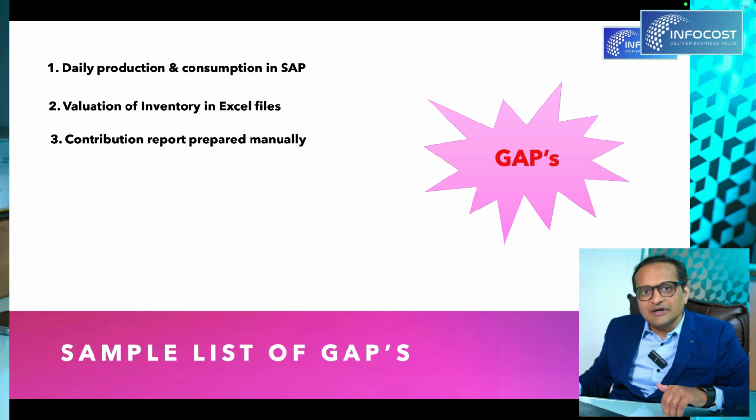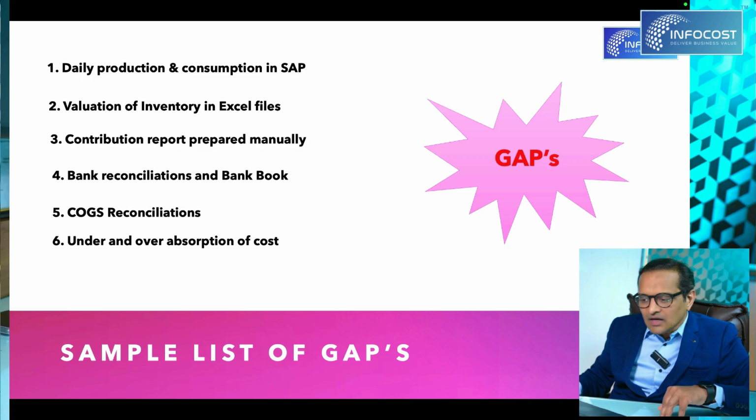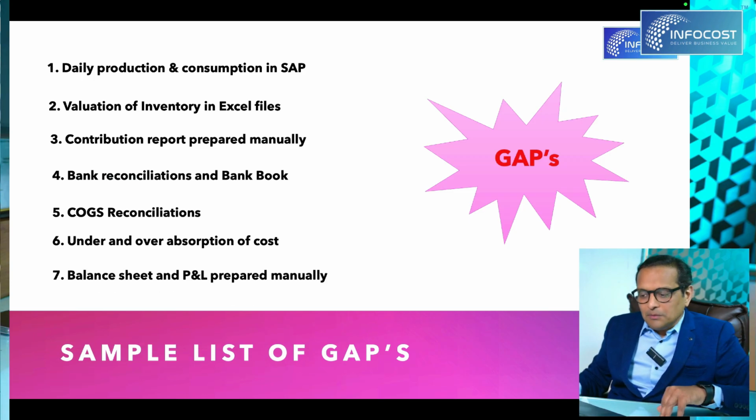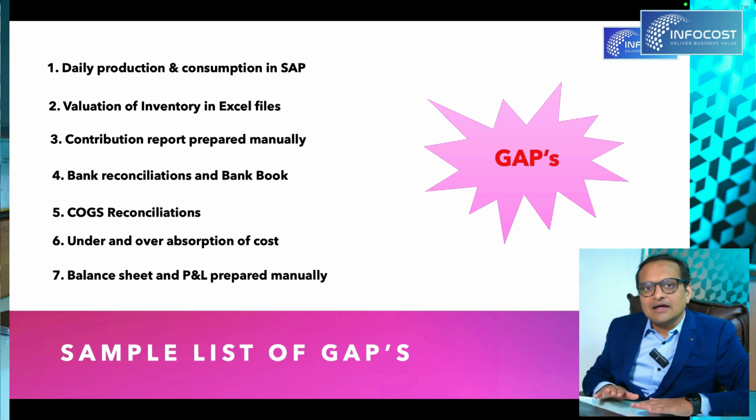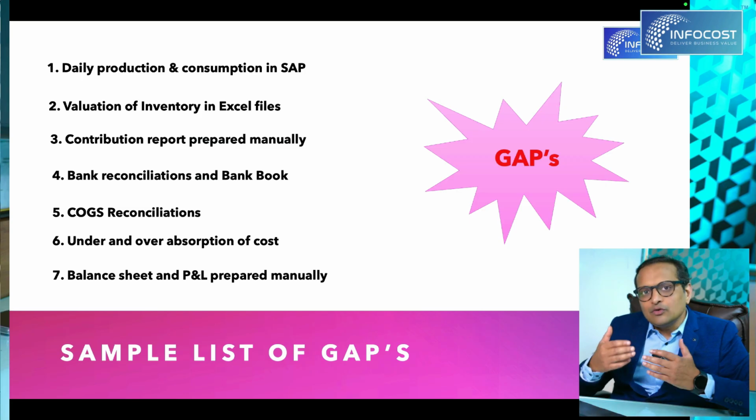What is the problem statement? What are the recommendations? Bank reconciliations and bank book, cost of goods sold reconciliation with cost of goods manufactured, under and over absorption of cost, balance sheet and profit and loss, if it is being prepared manually, how can we automate that in SAP? All those points are normally raised and come out during our system study and diagnosis of the process. There can be many more points. These are just the points which normally come up when we do this diagnosis study.